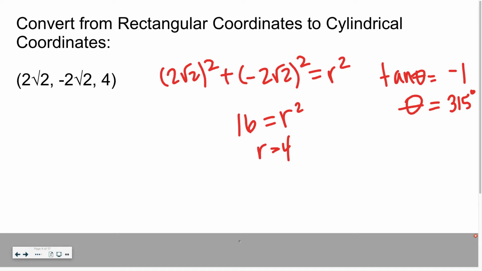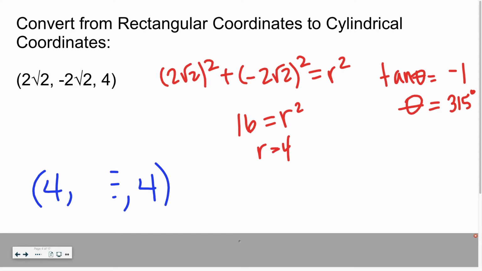So our cylindrical coordinate would be... don't forget the z. What is z? Z equals 4. Okay, thank you. 4, 5 pi over 4, and 4. Maybe 7. Yep, it would be 7 pi over 4.